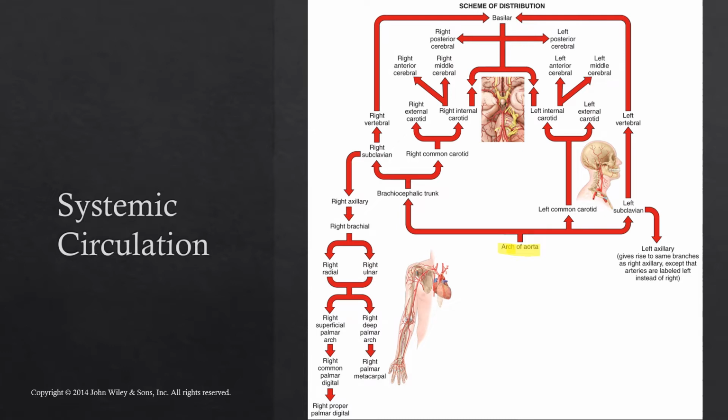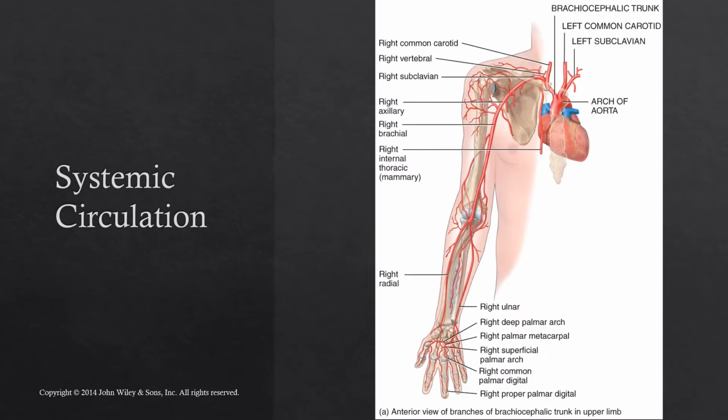Now there are 3 major arteries that branch from the superior aspect of the arch of the aorta. These are the brachiocephalic trunk, the left common carotid artery, and the left subclavian. Now the first and largest branch from the arch of the aorta is the brachiocephalic trunk. So that's going to be right here. You can see that first branch from the arch.